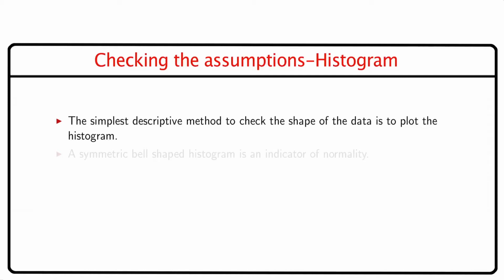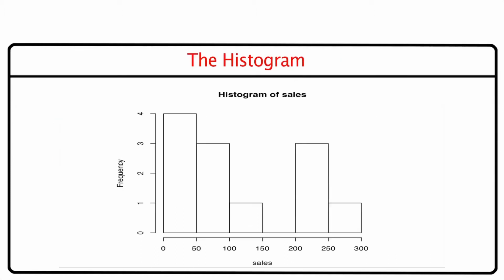Actually, the histogram is the simplest descriptive method to check the shape of the data in an easy manner. In particular, a symmetric bell-shaped histogram is an indicator of normality. So when we plot the histogram, we find that this is not symmetric and not bell-shaped. The histogram looks like a U-shaped curve. So this data is far from normality, at least as far as the histogram is concerned.